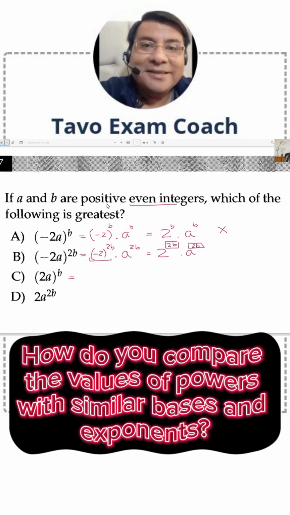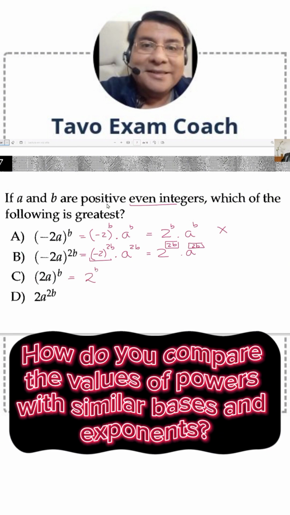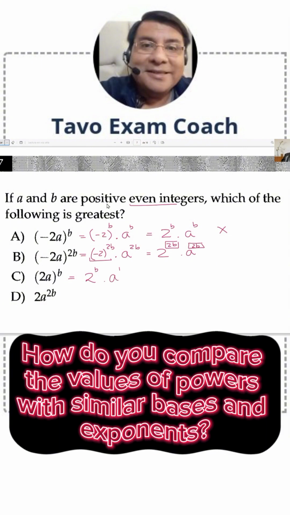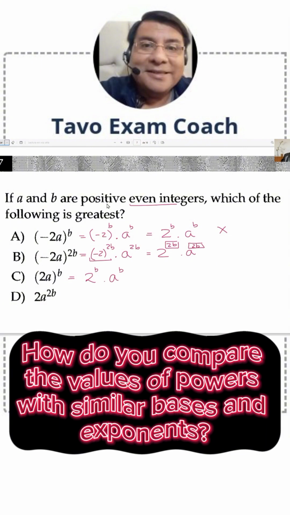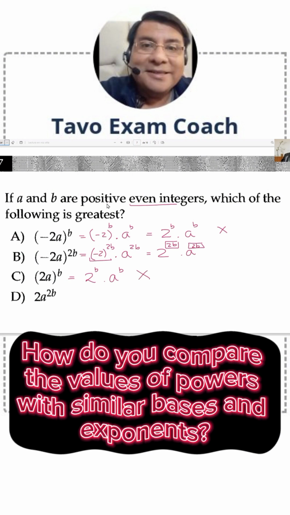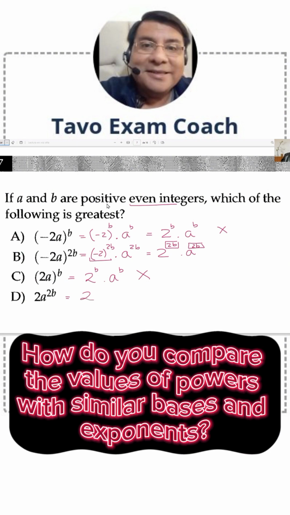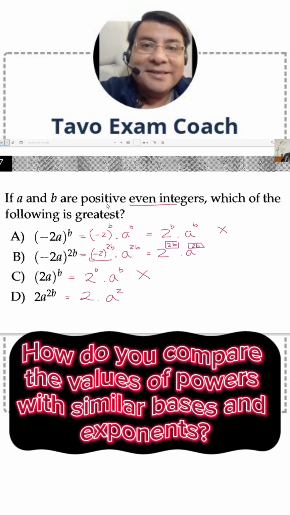What about number 3? Take a look. It is 2 up to b times a up to b. So this is exactly the same value as option A, so we can also cross this out. And what about the last one? It is 2 times a up to 2b.